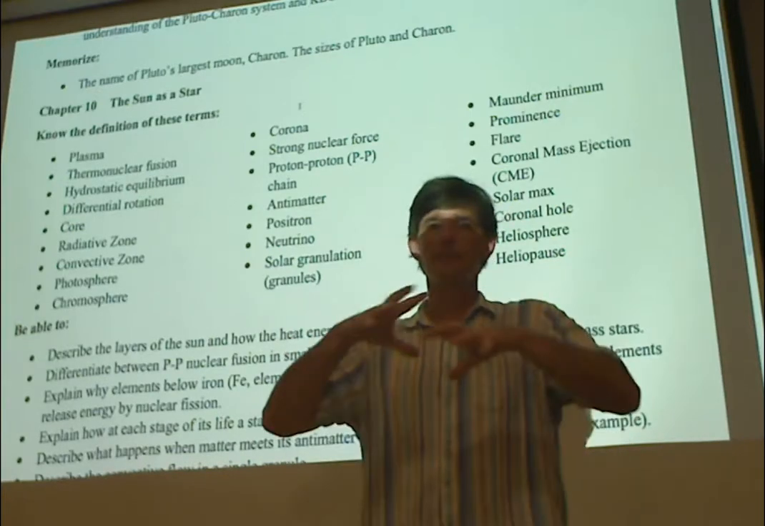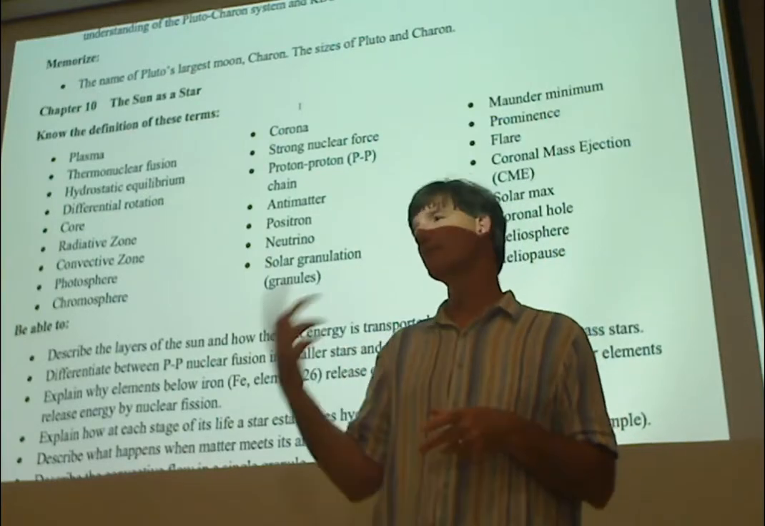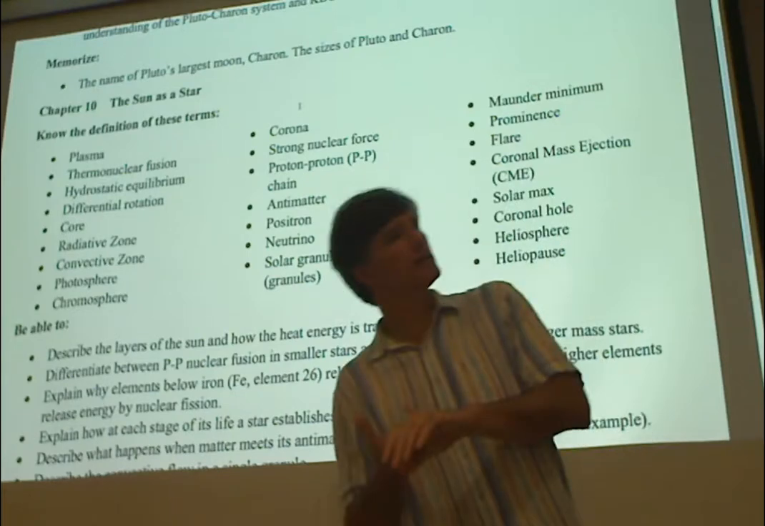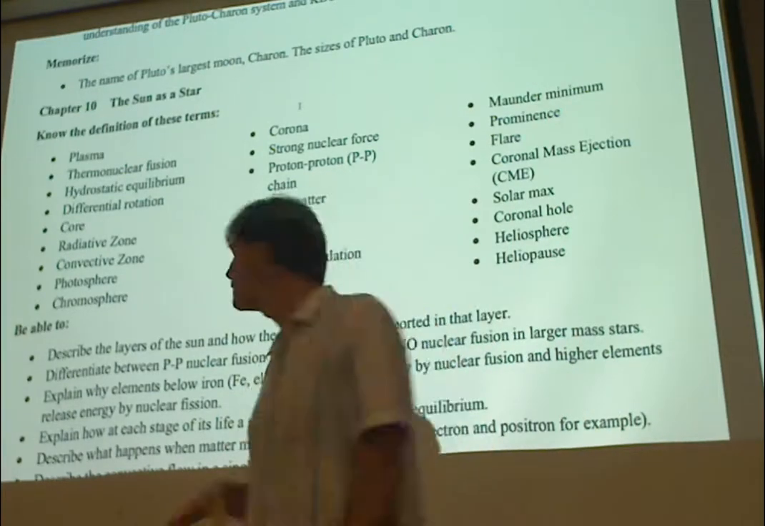It gets absorbed and recreated. And when it finally gets out of the sun, it's in the form of visible light mostly, and also a little bit of ultraviolet and a little bit of infrared, right? The solar radiation that gets out is much lower energy. So that's a good thing.